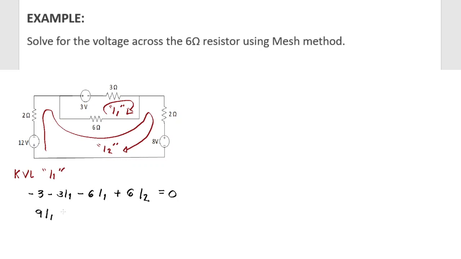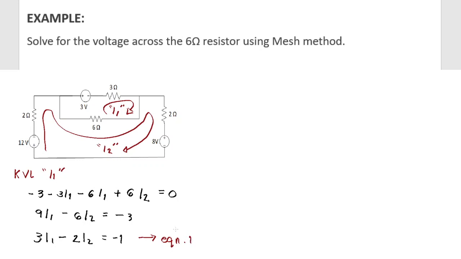Simplifying the equation, we will have 9I1 minus 6I2, I'm sorry, minus 6I2 equals negative 3. Then divide both sides by 3. We have 3I1 minus 2I2 equals negative 1. This will be our equation 1.